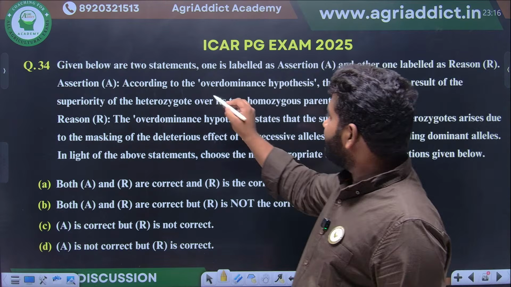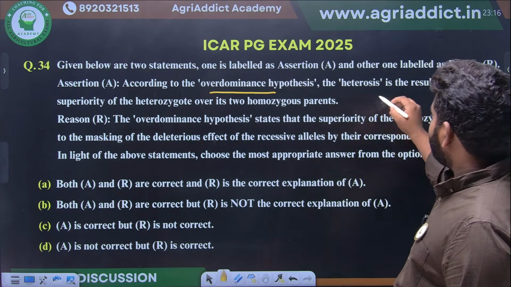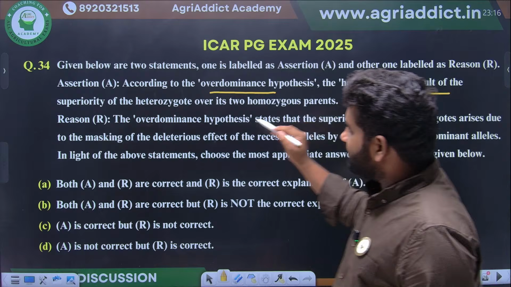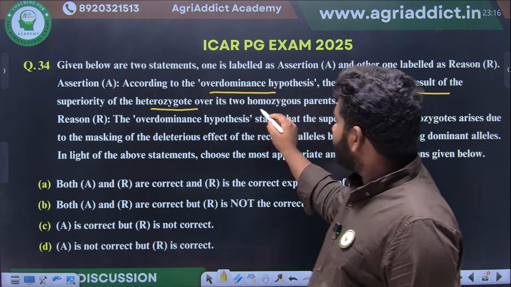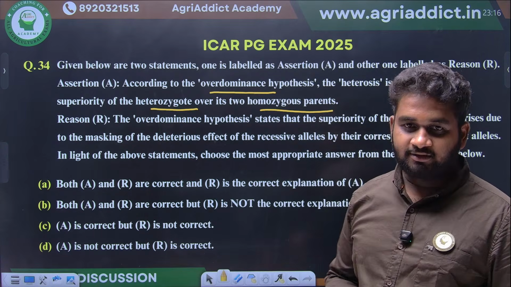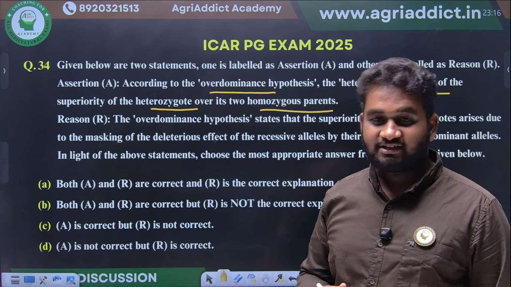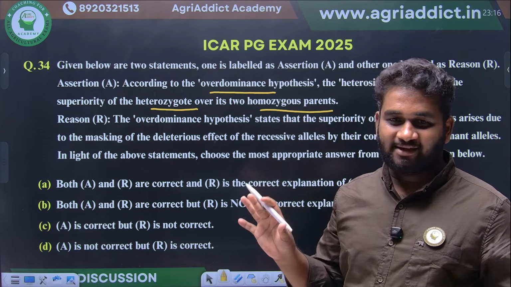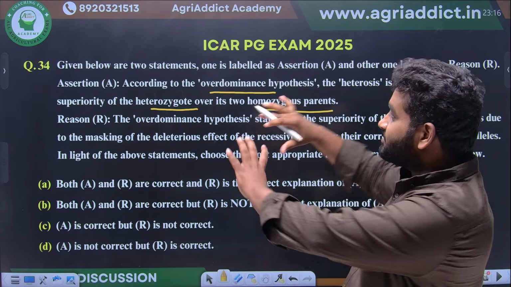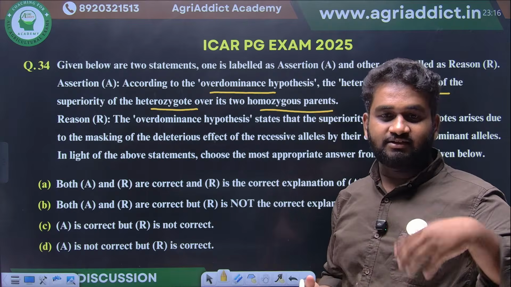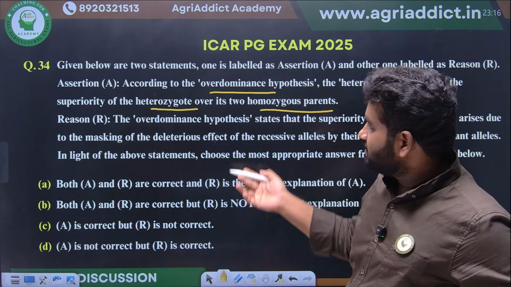According to the overdominance hypothesis, heterosis is the result of the superiority of the heterozygotes over its two homozygous parents. See, the same statements again. The principle is the same. The slides I have shown the difference between dominance and overdominance. Based on that, they have asked 3-4 questions.